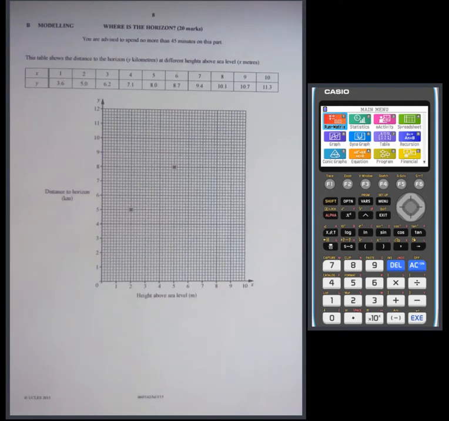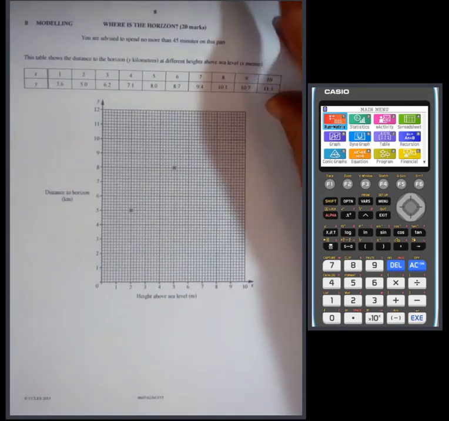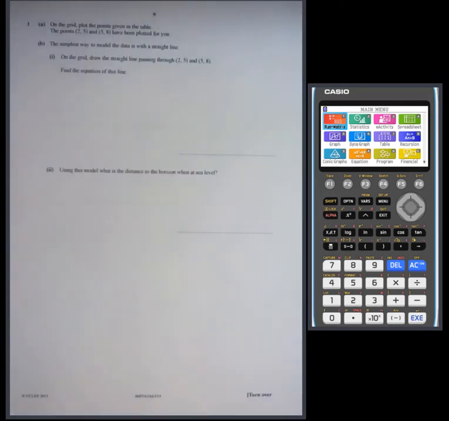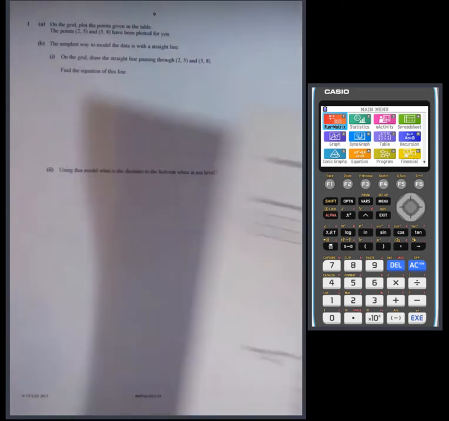Okay, so we have lots of x's and y's, and we only have 2 points plotted when there's no question on the first page. On the grid, plot the points given in the table. The points 2, 5 and 5, 8 have been plotted. So 2, 5 and 5, 8, we need to plot everything else, so that could take a bit of time.